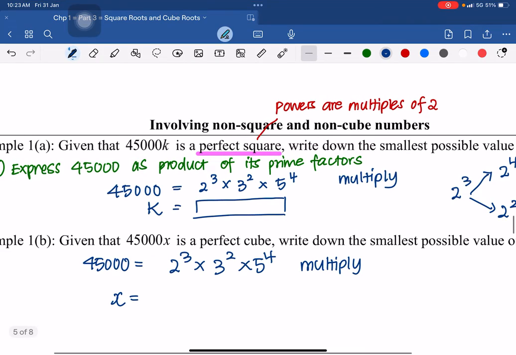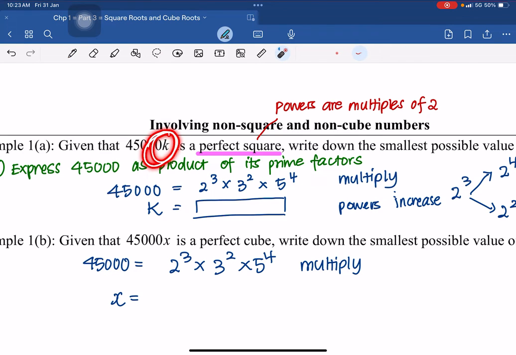So what I want to do is multiply by a number k to this number to make it a perfect square. When I multiply certain numbers, what happens to my powers? When I multiply something, my powers increase. This is one key important factor that you need to understand. This question is multiplying by k, not dividing. When you multiply by something, the powers of all the factors will increase.